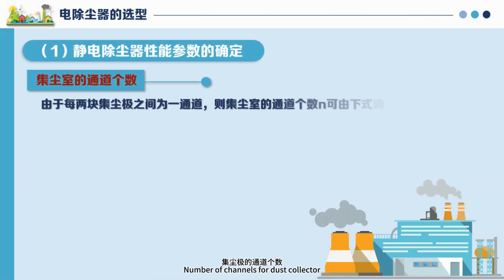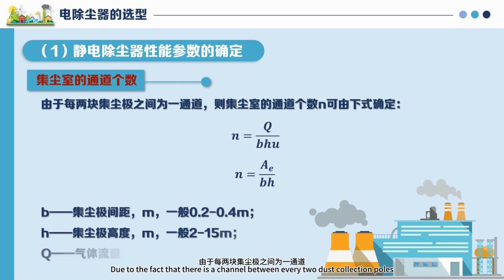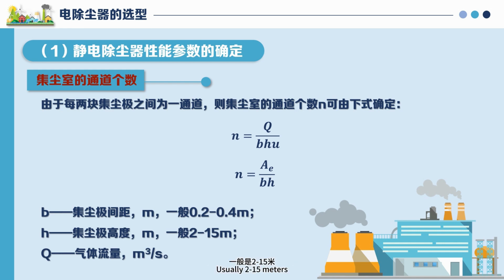Number of channels for the dust collector. Since there is a channel between every two dust collection poles, the number of channels N can be determined by the following equation: N equals Q divided by B, or N equals A divided by BH, where B is the spacing between dust collection plates, generally taken as 0.2 to 0.4 meters, H is the height of the dust collector, usually 2 to 15 meters, and Q is the gas flow rate.